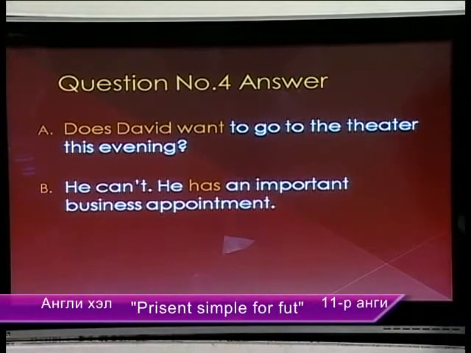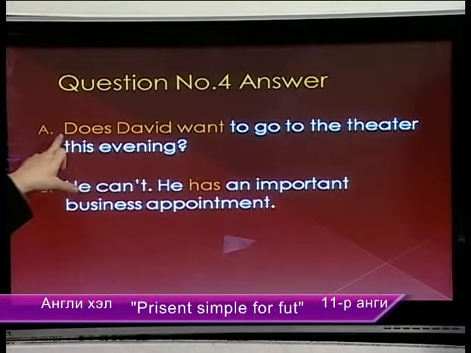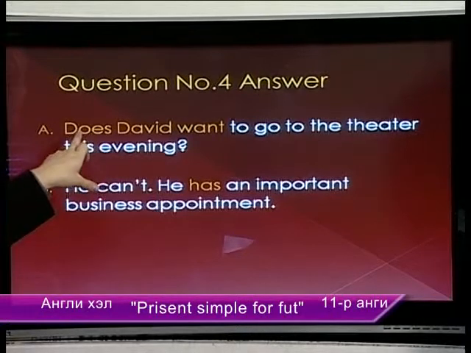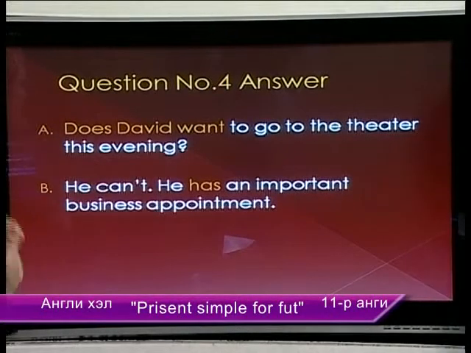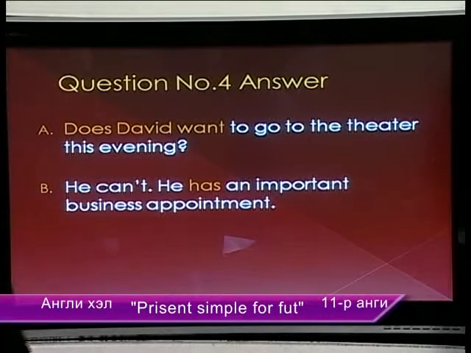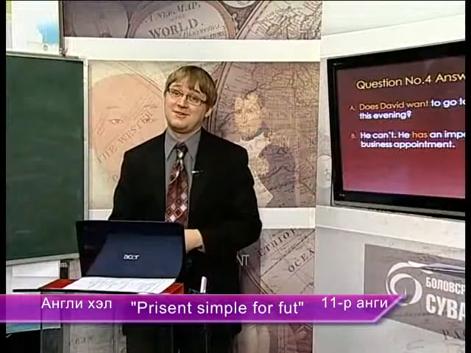All right. Does David want to go to the theater this evening? We're talking about a state of being. Does he want to? So we use does, because it's a do verb. Add es to the end. That's our helping verb. Does David want to go to the theater? No, he can't. He has an important business appointment.